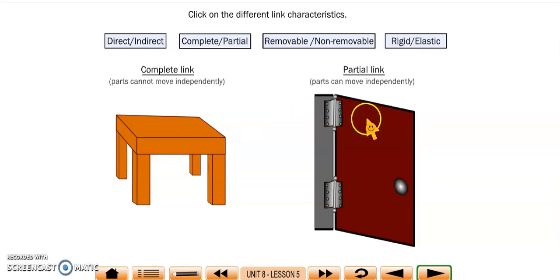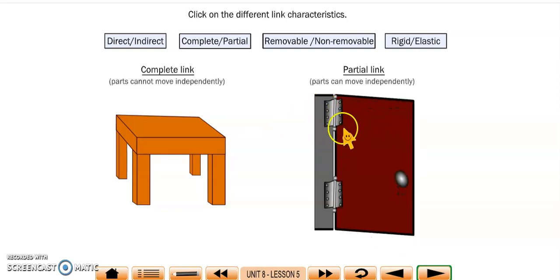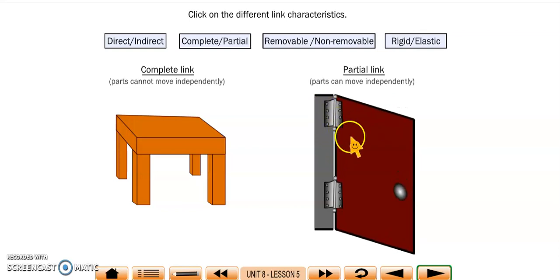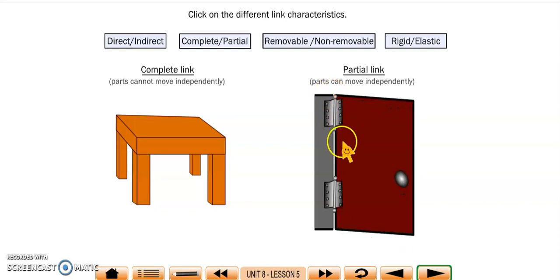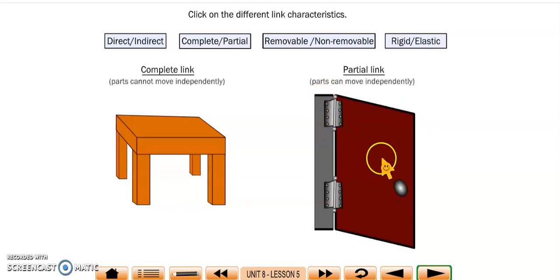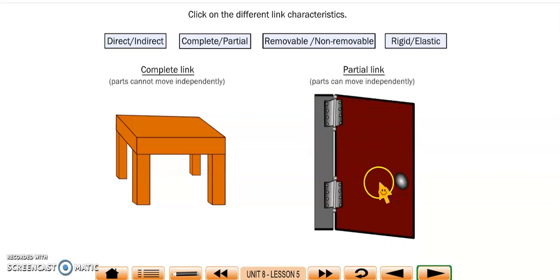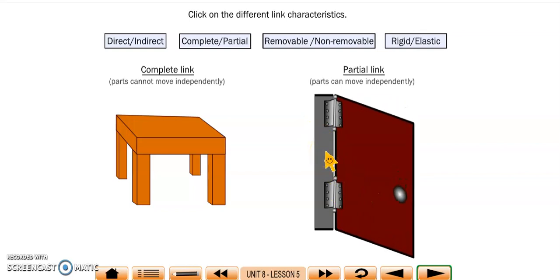On the contrary, here, the parts are meant to move. This is why we have hinges on the door. And the parts can move independently, meaning that the door will move, but obviously the frame will not. It can move by itself without touching the frame, without moving the frame. And this is why it's a partial link. So there's a bit of liberty in the movement.